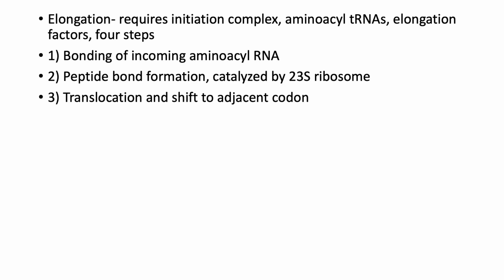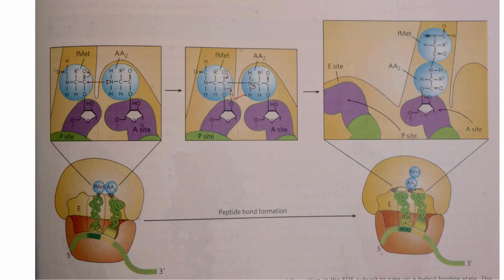The elongation requires the initiation complex, aminoacyl tRNAs, and the elongation factors. It has 4 steps: binding of incoming aminoacyl tRNA, peptide bond formation catalyzed by 23S ribosomal RNA, and translocation and shift to an adjacent codon. So it looks like this here, and this is the original methionine. This is the reaction that occurs.